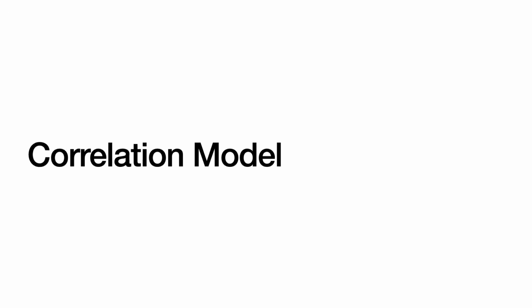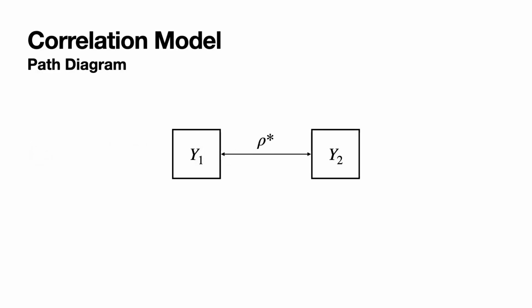So we'll first look at the correlation model. And so here is a path diagram for a correlation model. We have two response variables, y1 and y2. These are manifest variables because they are contained in square boxes. Now recall that a two-way arrow indicates a correlative relationship. And so in this model, we are going to be modeling the correlation between y1 and y2. And that correlation is denoted by lowercase rho. In addition, we have an asterisk on rho, and so that also indicates to us that that is an unknown parameter that needs to be estimated.